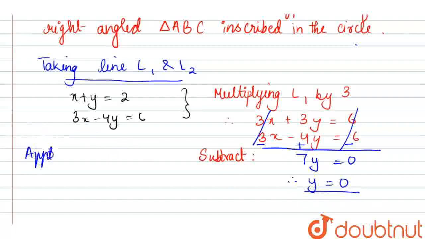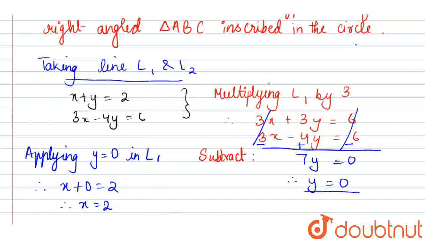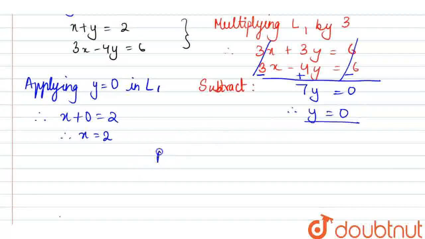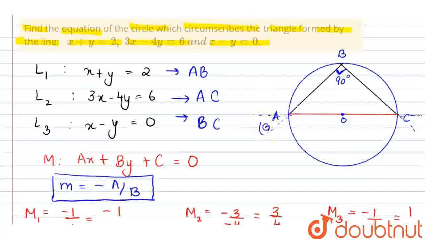Applying y is equal to 0 in L1. Therefore, x plus 0 is equal to 2. Therefore, x is equal to 2. So we got the coordinates of point A as 2, 0, because the x coordinate is 2 and the y coordinate is 0. So here we'll be getting 2, 0.